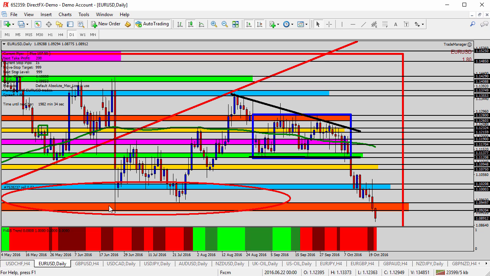Take a look back here. You see the last two times we touched this orange shaded area between 1.0950 and 1.0920, it found support and reversal. Today is the first time in quite some time that we've been underneath the 1.0920, 1.0900 level, currently sitting at 1.0890, just underneath 1.0900.